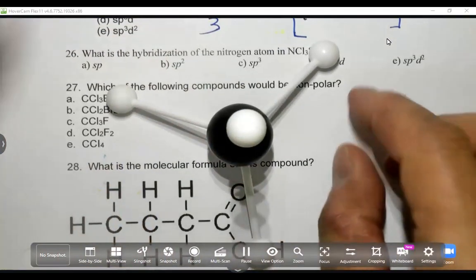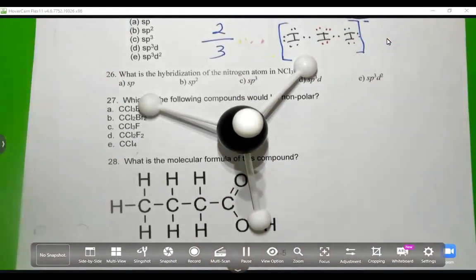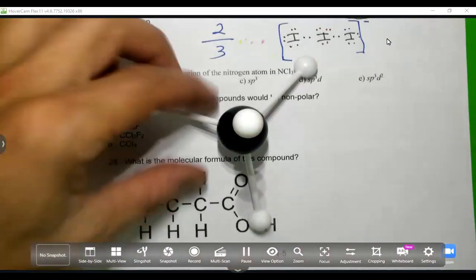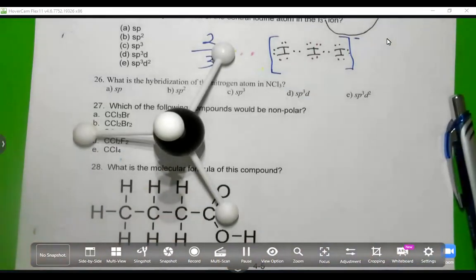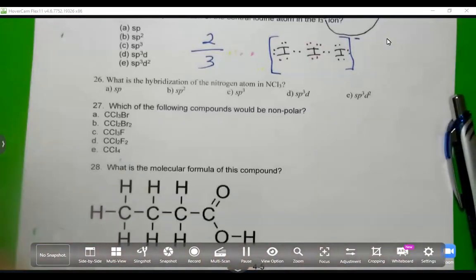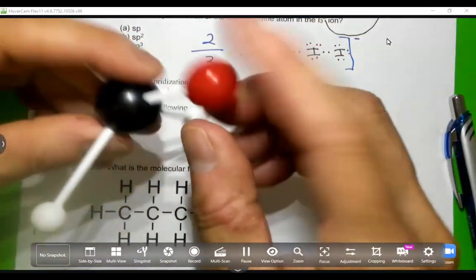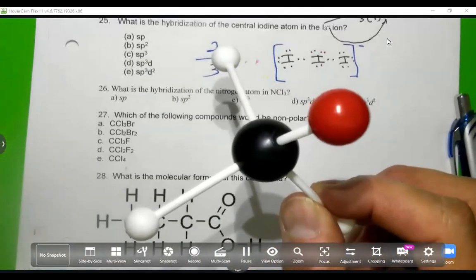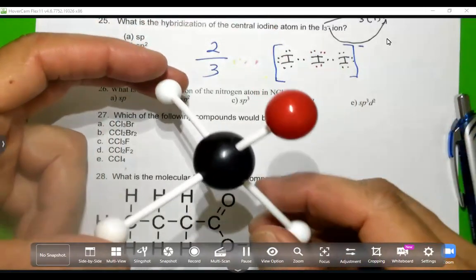Everything here is going to be a 4-0, but for this to be non-polar, the outside terminal atoms have to pull with equal strength, which means they have to match. Now, if I pretended this was a Br, that's not going to work, right? Because these 3 are going to pull differently on the electrons than this single one. There's no way this can all cancel out.